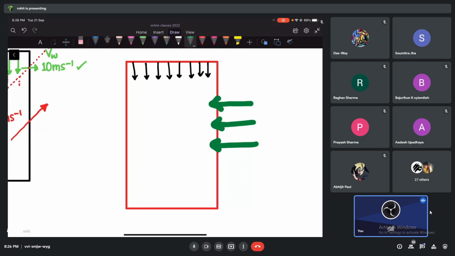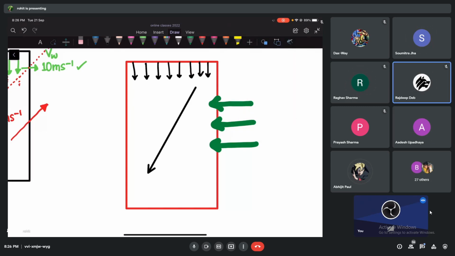Okay, now you tell me, will the raindrops fall vertically down or will they not fall vertically down? So it will go towards the left side. Yes, it will go towards the left, like that, right? Do you agree on this, guys? Yes, sir. Okay.